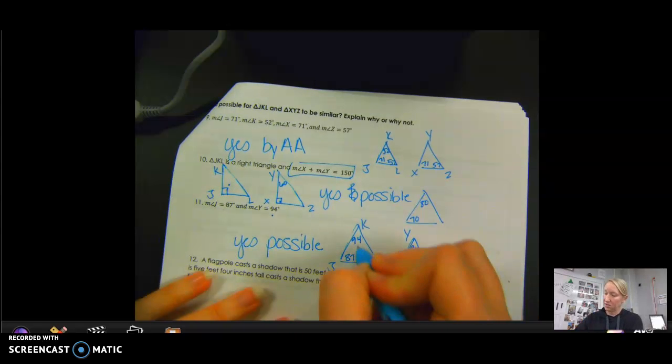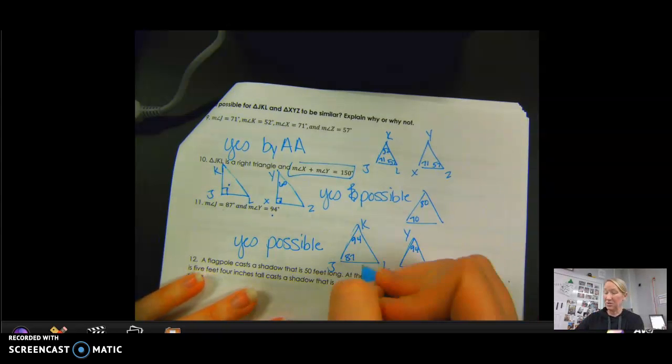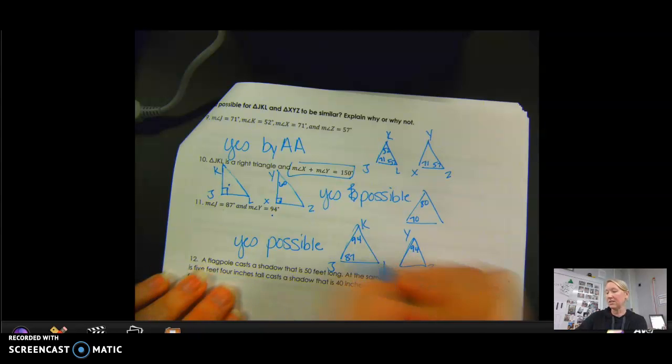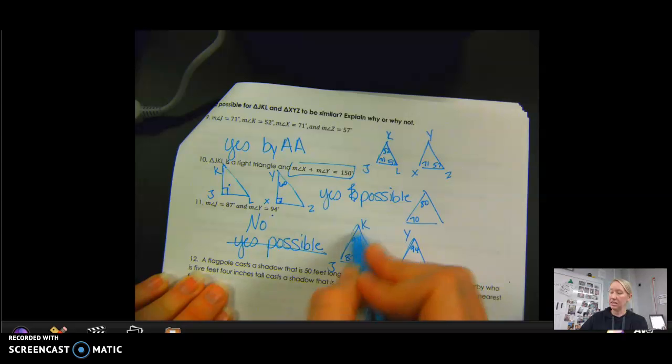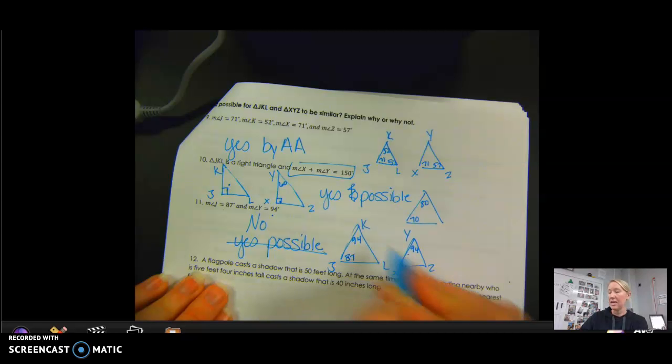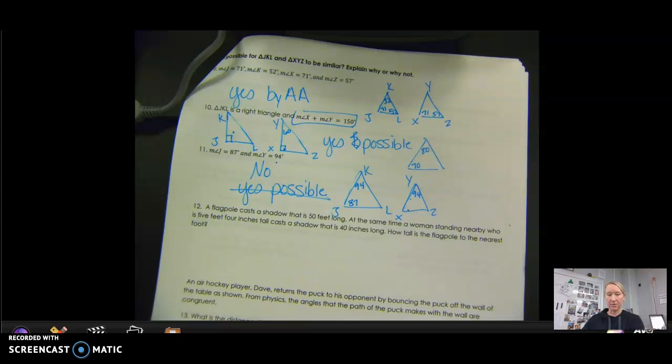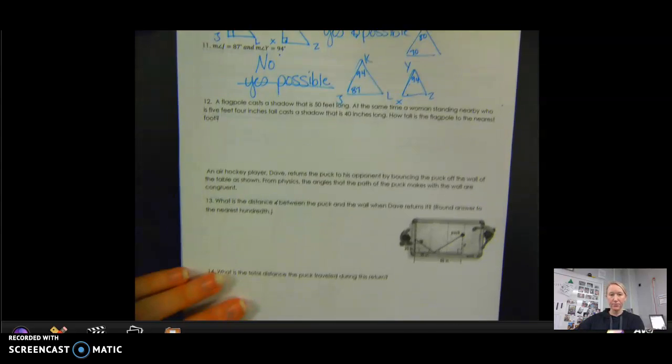So those two together make 181, which is more than what a triangle holds. So this is not possible, because for these two angles to be congruent, I would have to have the same angle here and here. And that adds up to more than 180, and 180 is how many degrees are in a triangle. So that does not work.